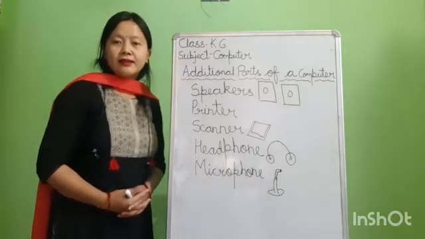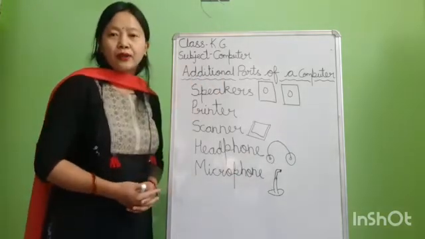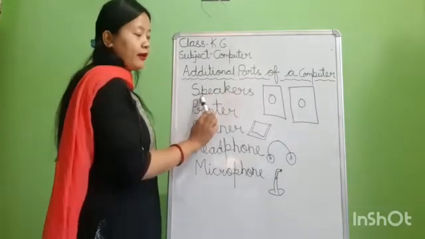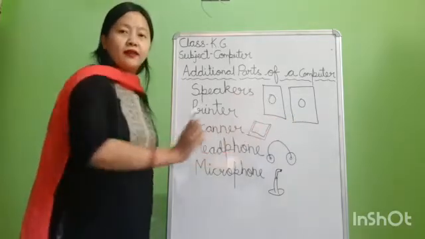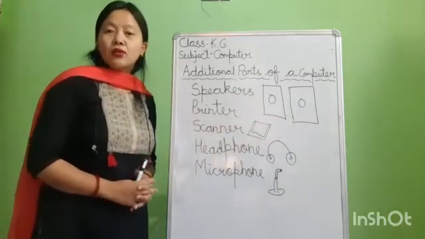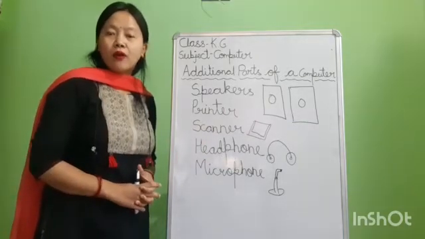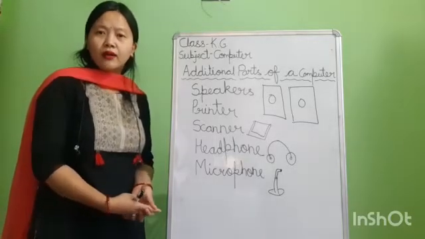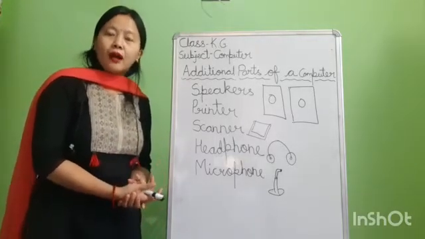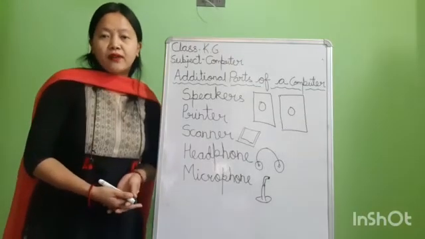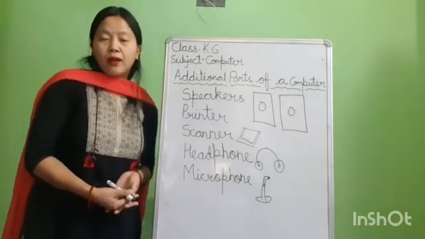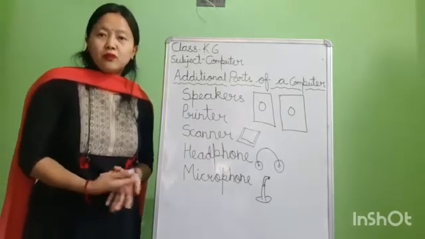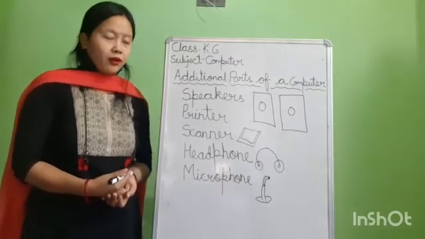Now, children, let us learn about the additional parts of a computer in detail. Children, the first additional part of a computer is speaker. These are speakers. Speakers help us to listen to the recorded sound or music. With the help of speakers, children, we can listen to the music or recorded sound which is playing in the computer. If there are no speakers, then we will not be able to listen to the recorded sound or music playing in the computer. Okay? So, speaker is also an important part of the computer.